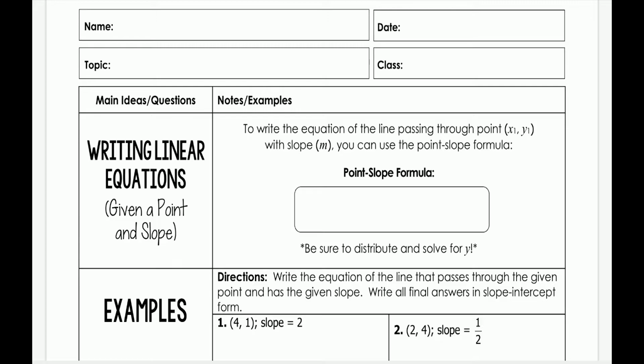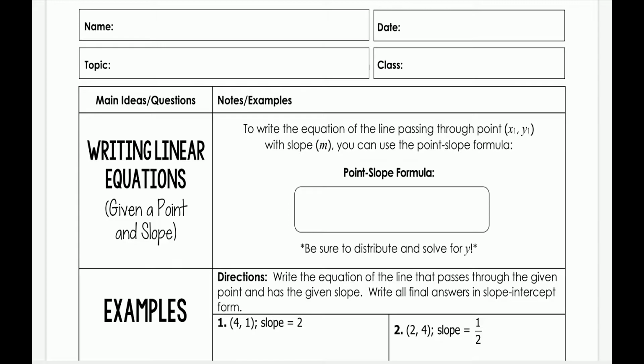For this week we're going to have a really short and sweet video. I think that you all will appreciate that. So we're going to be talking about how to write linear equations if we're given a point and a slope. So that's going to be the entire goal of this lesson.